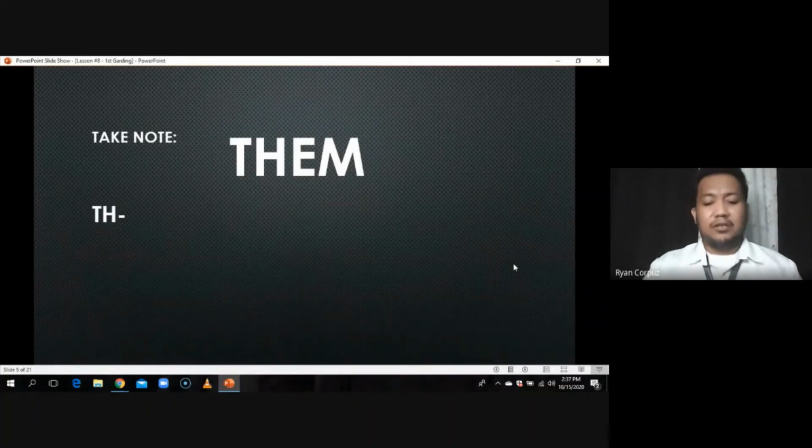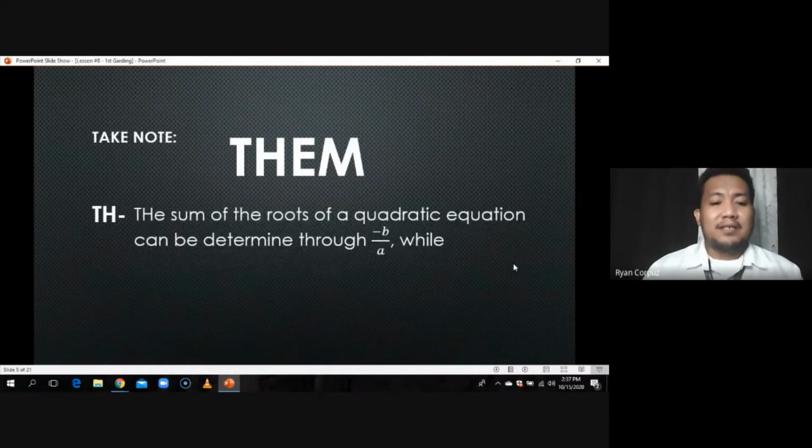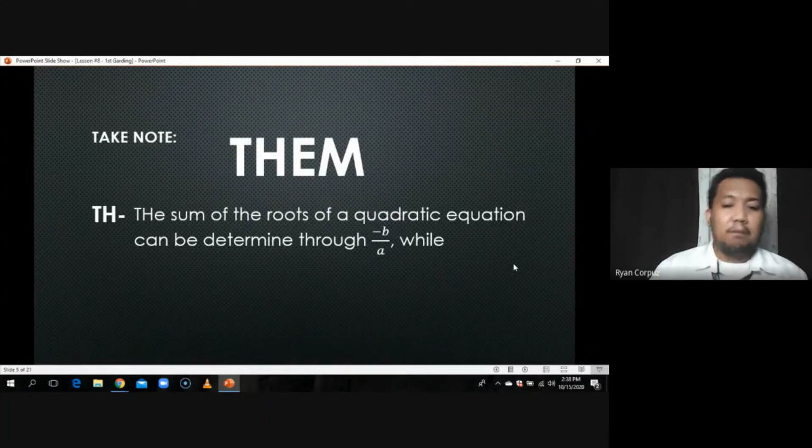Let's start with TH. So, TH stands for the sum of the roots of a quadratic equation can be determined through negative b over a, just like what we have earlier. So sabi natin, for us to find out the sum of the roots, all you have to do is to apply negative b over a. So we just need to find out the numerical coefficient of the linear term, get the opposite of it, that will be the numerator, then the denominator will be the numerical coefficient of the quadratic term. Then simplify it, that simplified form will be the sum of the roots.